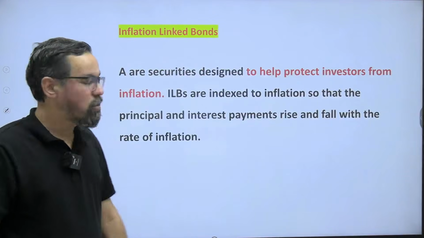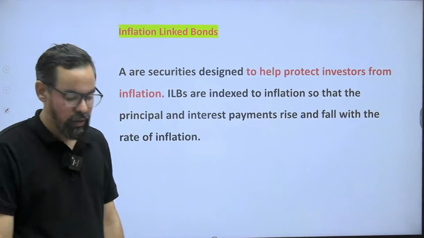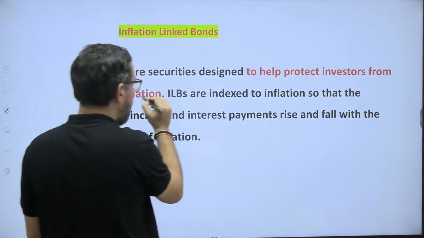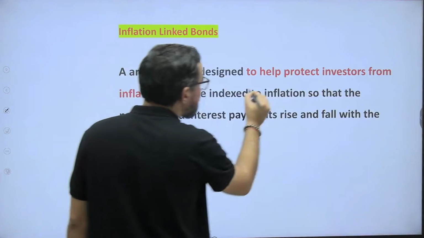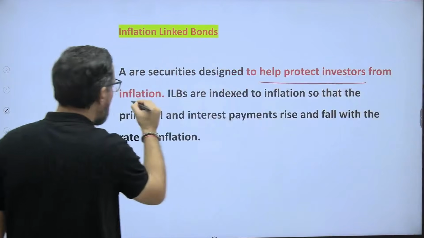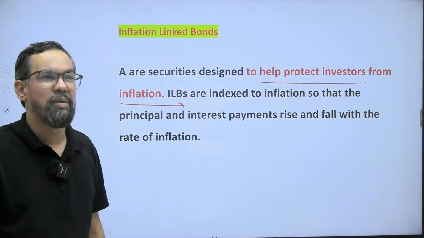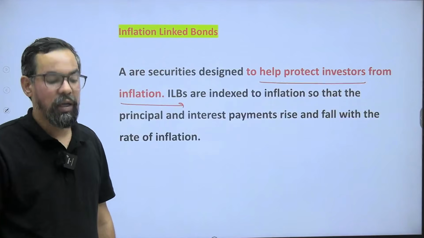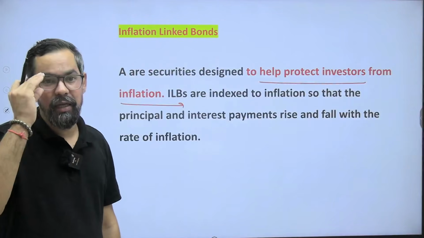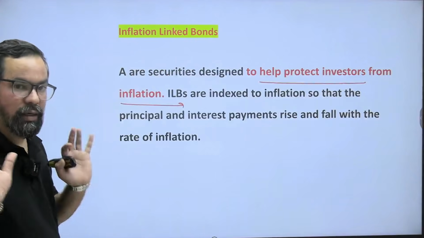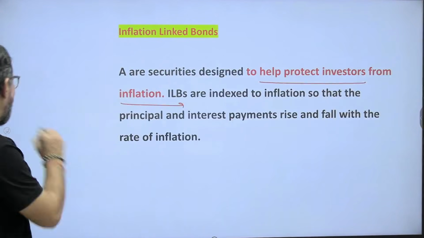So now, one by one, some important areas, we'll be discussing all of these. As I told you about the inflation linked bond, a security designed to help protect investors from inflation. Okay, so now I hope you guys remember the concept that we discussed in our IA and IFS, the real income concept, right? Let's take a case so you can easily relate to this.